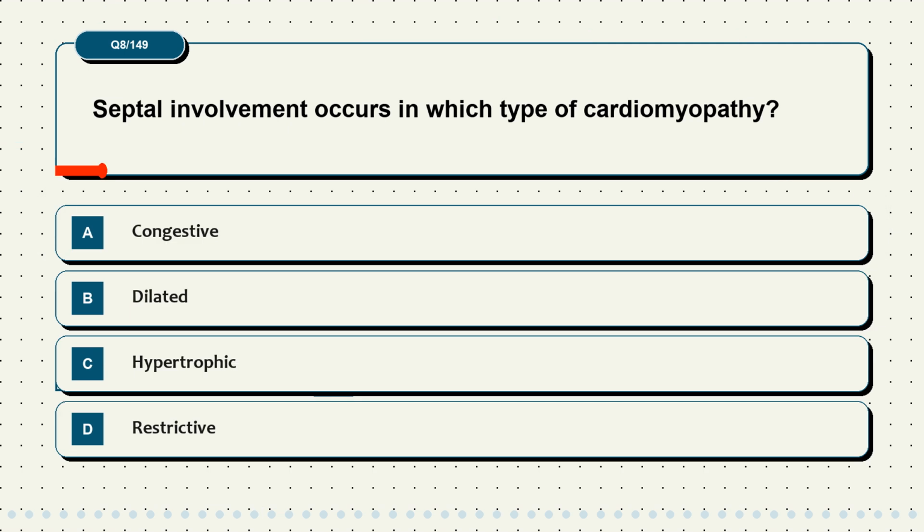Question 8. Septal involvement occurs in which type of cardiomyopathy? Here are the options. Option A, congestive. Option B, dilated. Option C, hypertrophic. Option D, restrictive.